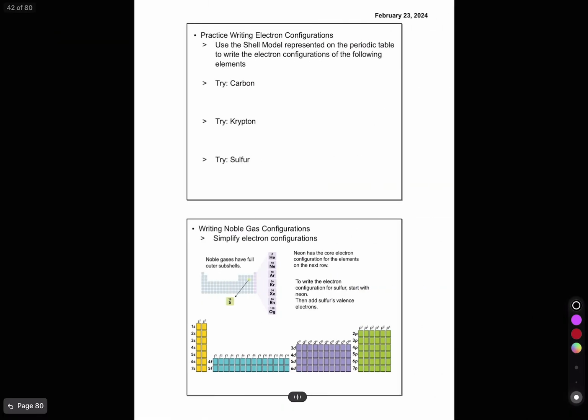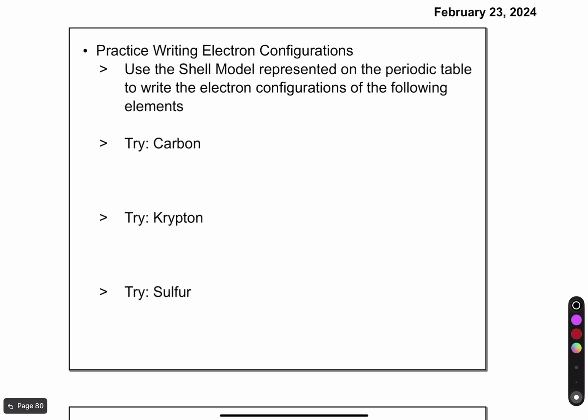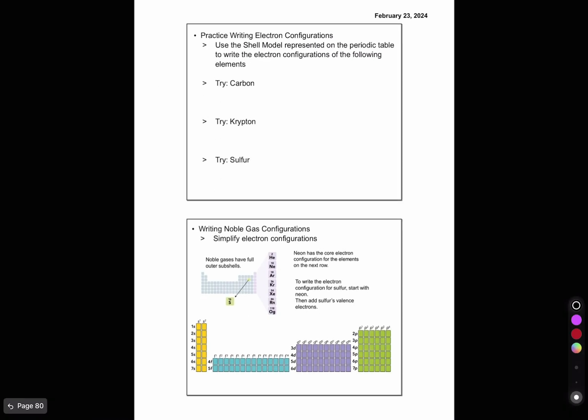So that being said, we've got 3 tries right here. What I'd like you to do is attempt them, pause the video, and when you're ready to check your answers, unpause the video. I'm going to assume that if you're watching this, you have attempted these 3 tries and you're ready to check your answers. So let's get started with carbon.